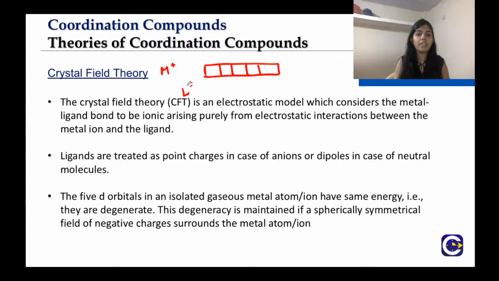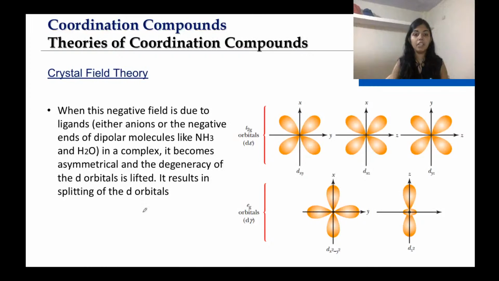Now as soon as the ligand approaches the metal, the degeneracy of these 5d orbitals breaks, that means it is splitting into two sets. I will explain this in the next slide. See here, the d orbitals, due to the approach of the ligand, or basically because of the electrostatic interaction between the metal and ligand, split into two parts.